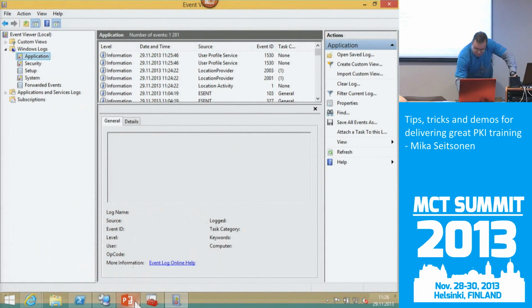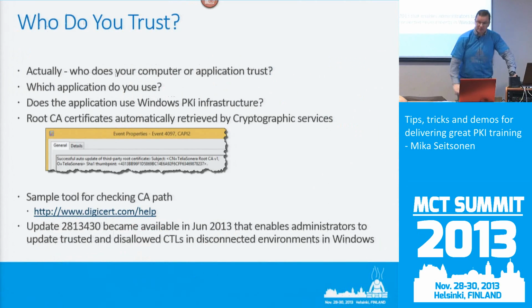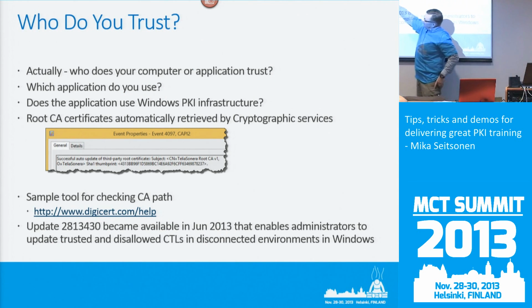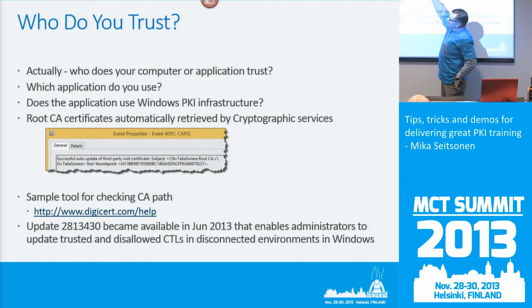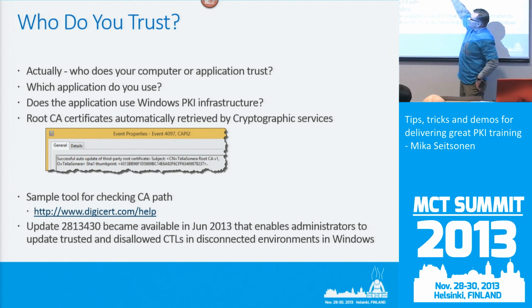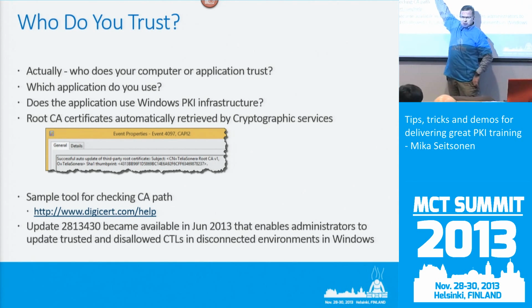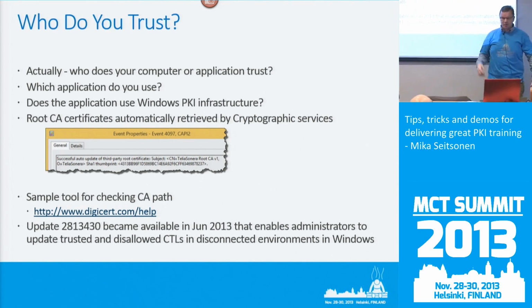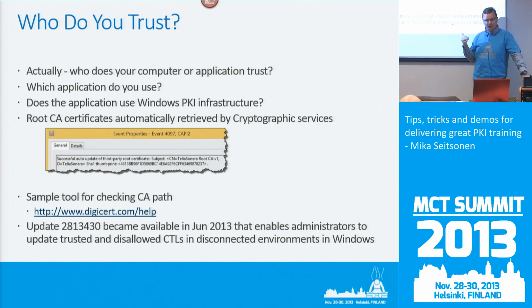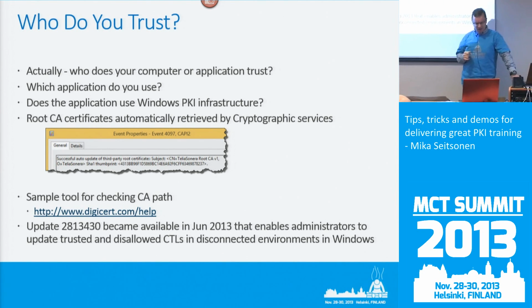So actually, fortunately, I took the screen capture yesterday. So I see here that there was a successful auto-update of third-party root certificate, Telia Sonera Root CA version 1. And now when I look at this screen capture, the background actually shows that it's yellowish, so I'm pretty sure that I actually took it from 8.1. And now I'm wondering, why didn't the event come up?